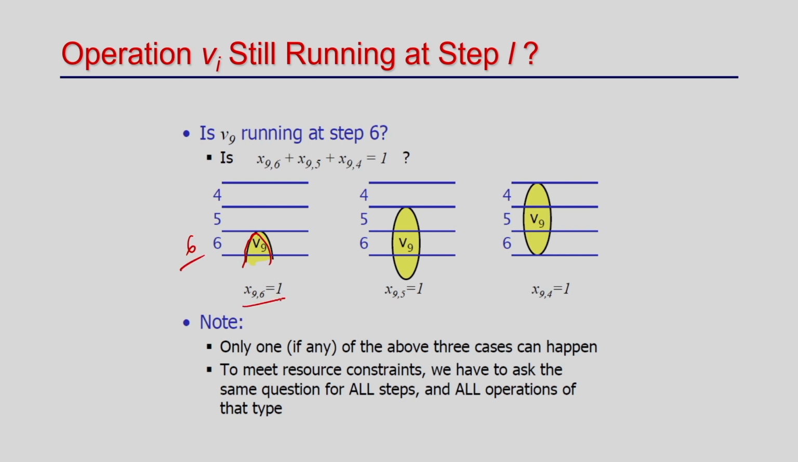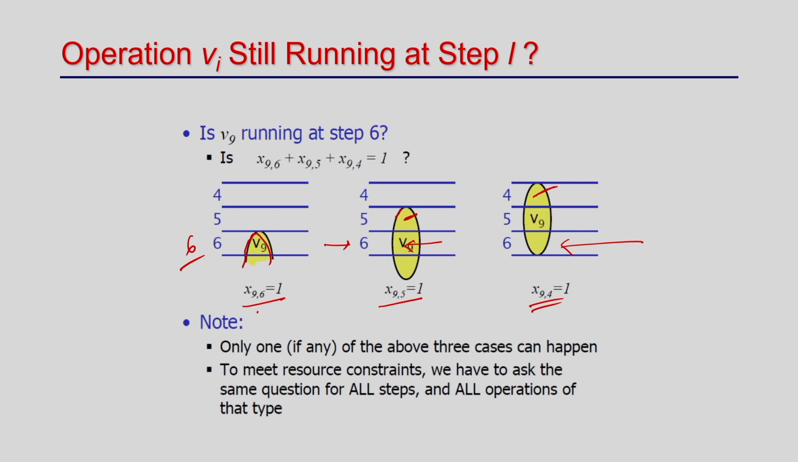So, if x96 is equal to 1, that means operation 9 is starting its execution in timestamp 6, so it is running in that timestamp. If it started in timestamp 5, then also it is running in timestamp 6. I am assuming this is a 3 cycle operation. So, if x95 equal to 1, that means it starts its execution here, still it is running here, and if x94 equal to 1, that means it starts its execution from timestamp 4, still in timestamp 6 it is running.